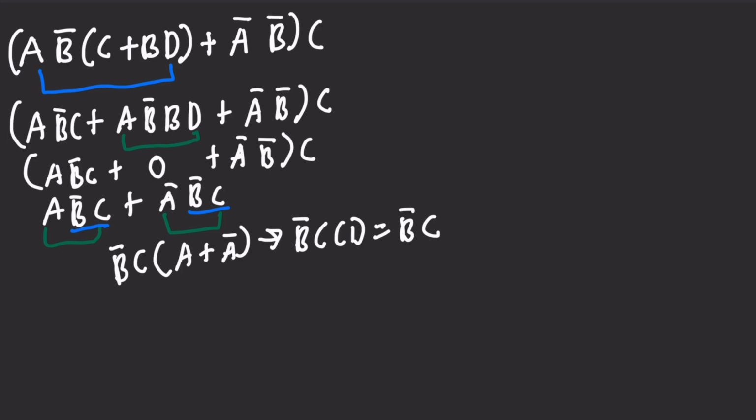So just like that, we proved that parentheses A, B naught times C plus B, D close parentheses plus A naught, B naught times C is actually just equal to B naught C.